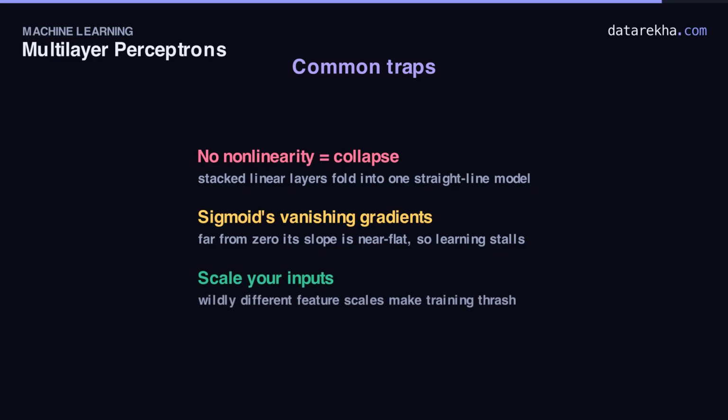Trap 3. Feeding raw, unscaled features. If one input runs in thousands and another in fractions, the neurons see a lopsided landscape and training thrashes. Standardize your inputs first. It matters more than people expect.